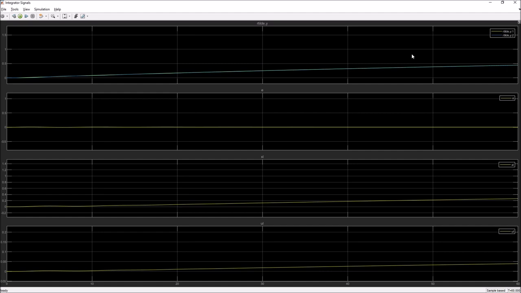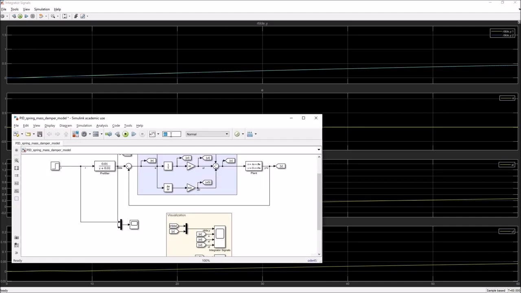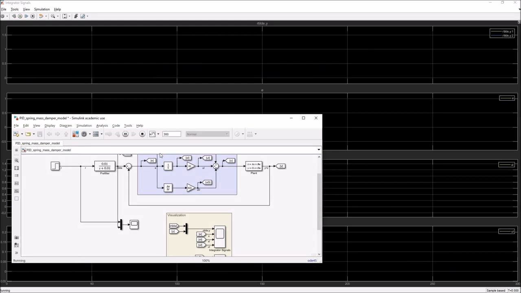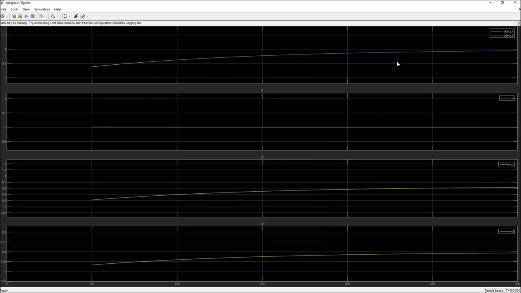I mean, it's not anywhere near getting to that 1 meter even after 60 seconds of simulation. We would have to crank this simulation time up to, let's make it 300 seconds and see if that works. Run this again. Okay, now it looks like the system is going to settle.